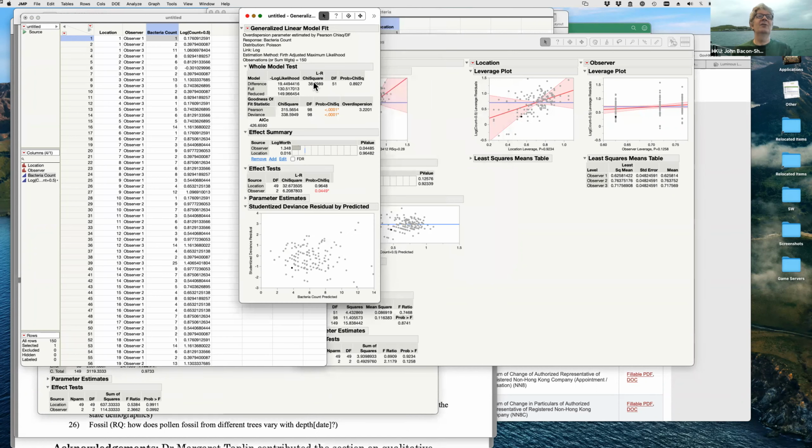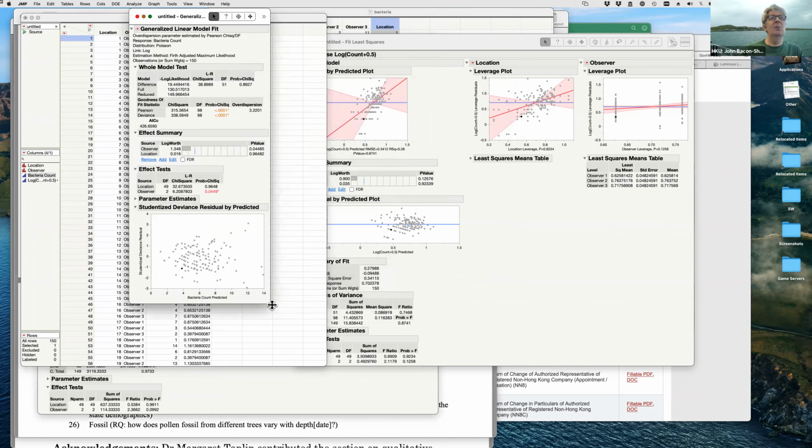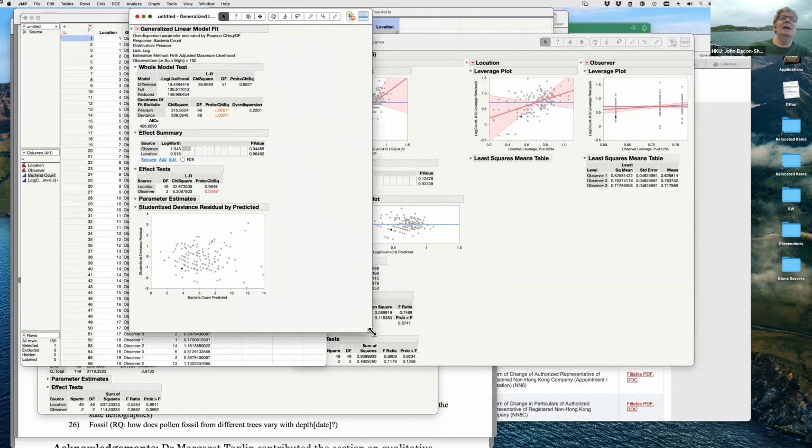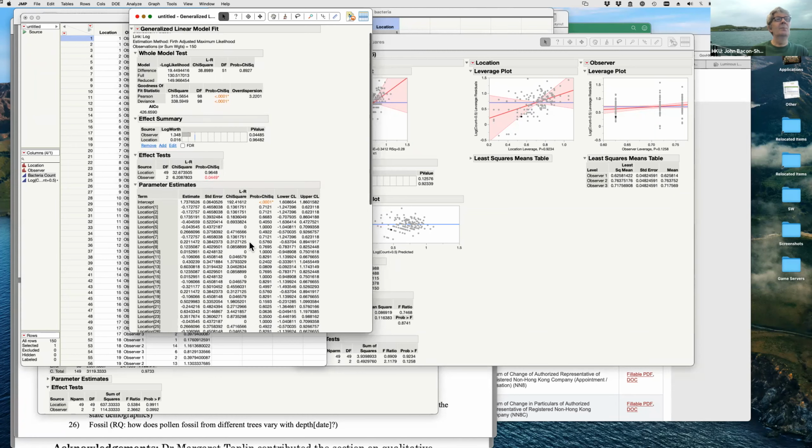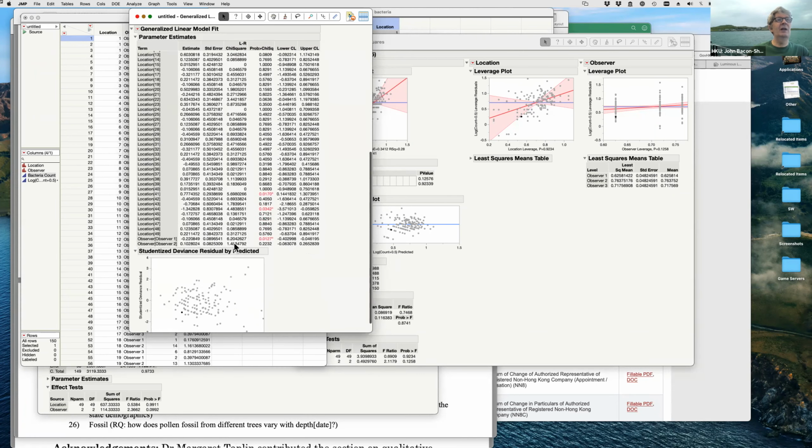Don't really want the parameter estimates. We want the effect test. And this says that, in fact, the observer is now significant at about 5%, just below 5%. So in other words, there is an observer effect. So the parameter estimates, most of these are not of interest. We're not really interested in the location. We're only interested in the observers.